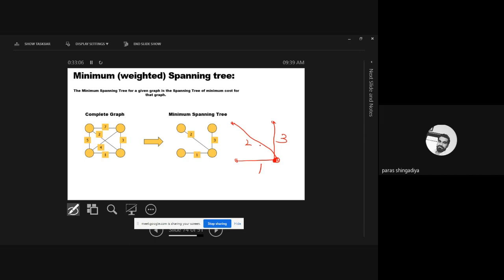Clear? If we compare spanning tree and minimum weighted spanning tree, in a spanning tree we can find multiple possibilities of the answer. But in a minimum weighted spanning tree, when edge weight is counted as a minimum form, then we can find only a unique answer. Is it clear? Any confusion?